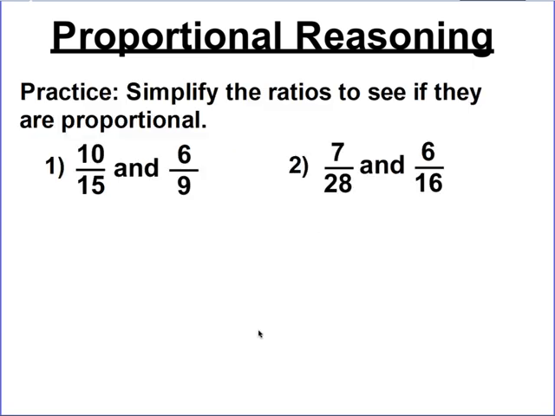So let's practice that real quick. Hit pause. Simplify the two ratios in question 1. See if they're equal. If they are, that means they're proportional. Simplify the two ratios in question 2 and do the same thing. See if they're proportional. Okay, hit pause, and then when you're done, you can hit play and see how you did.